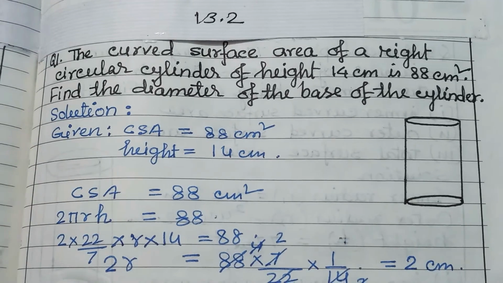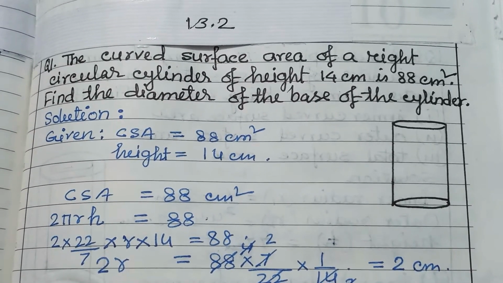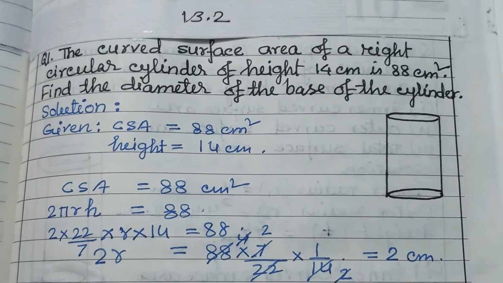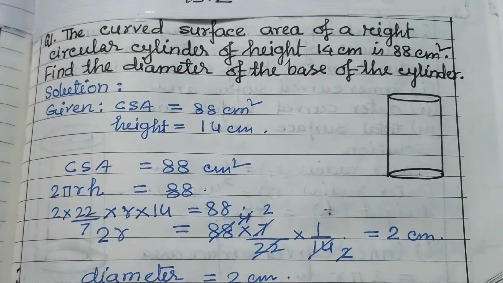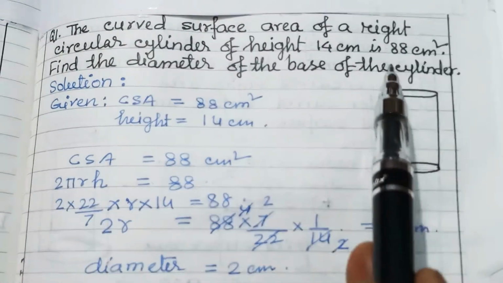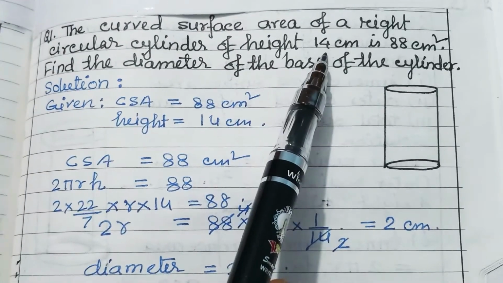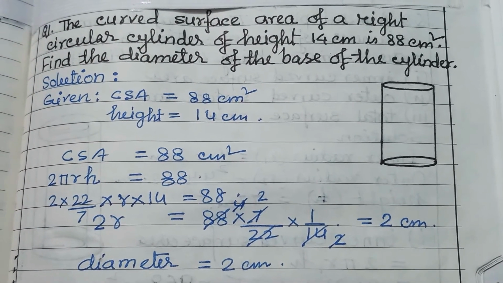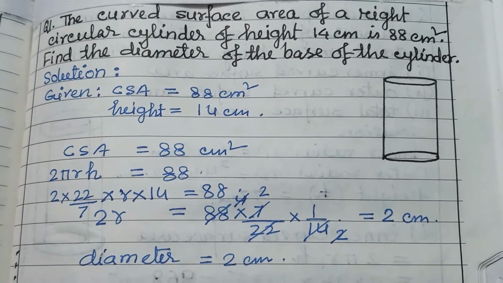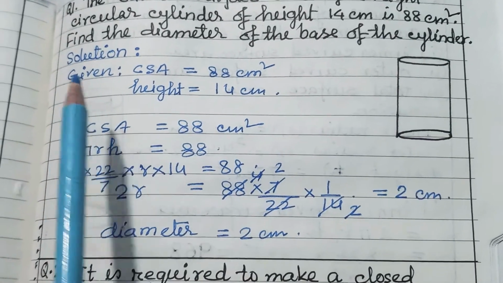Exercise 13.2: the curved surface area of a right circular cylinder of height 14 centimeter is 88 centimeter square. So what is 88? It is the curved surface area, and height is 14 centimeter. Find the diameter of the base of the cylinder.